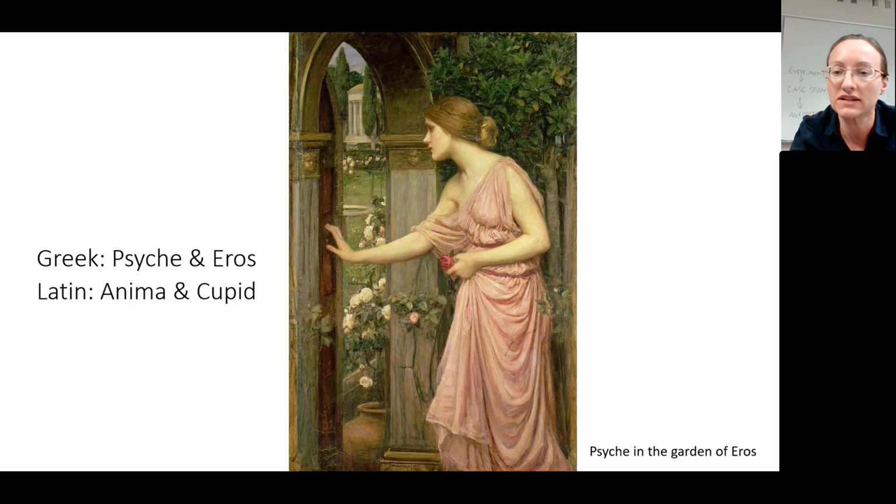He's called Eros in Greek. You might be more familiar with the Latin name Cupid. And he sweeps her away to his garden, which is sort of like a paradise. Everything is wonderful in the garden. And she's innocent, but this is an illicit union.